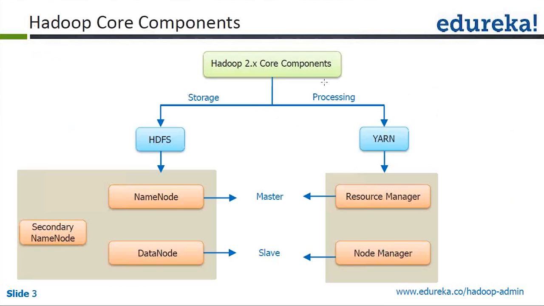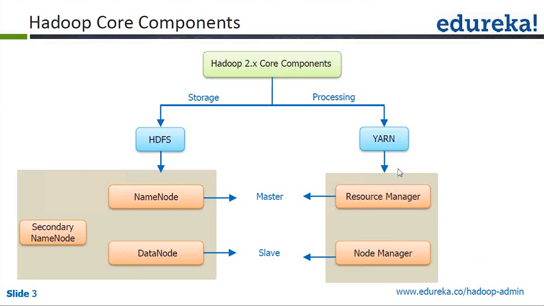What are the core components in Hadoop 2.0? Basically, there are two distinct bifurcations: storage and processing. One is the memory or the disk, and another is the CPU and the physical memory. One part is primarily the storage, related to HDFS, the Hadoop Distributed File System. And the second part is YARN, that is the resource manager.